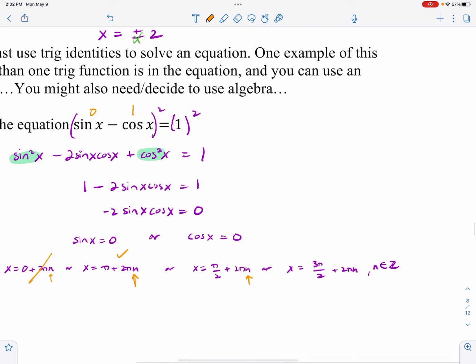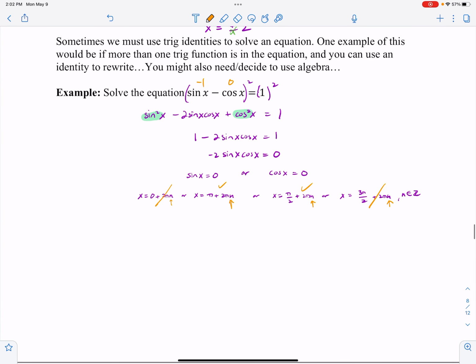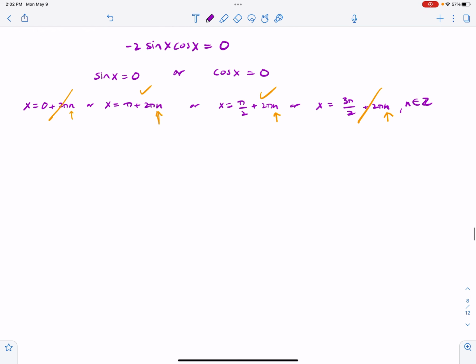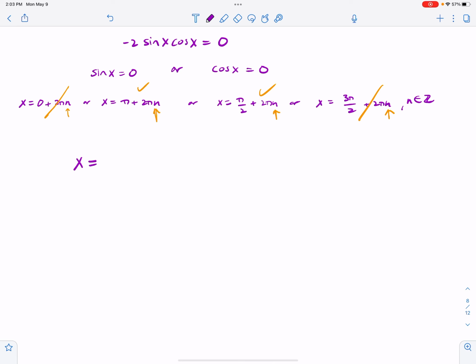Then I move over to the next equation and let n equal 0. Well, sine of pi over 2 is 1. Cosine of pi over 2 is 0, so that works. Let n equal 0 in the last equation here. Well, sine of 3 pi over 2 is -1. Cosine of 3 pi over 2 is 0, so that actually doesn't work. That's extraneous. So the general solution set can be written as x equals pi plus 2 pi n, or x equals pi over 2 plus 2 pi n, where n is an integer.